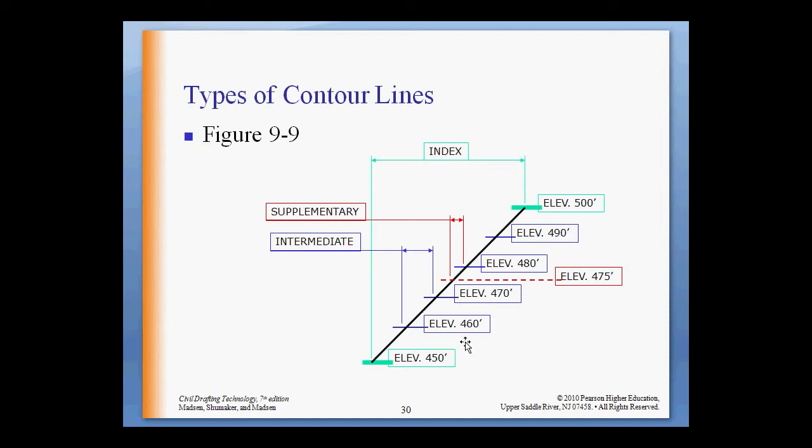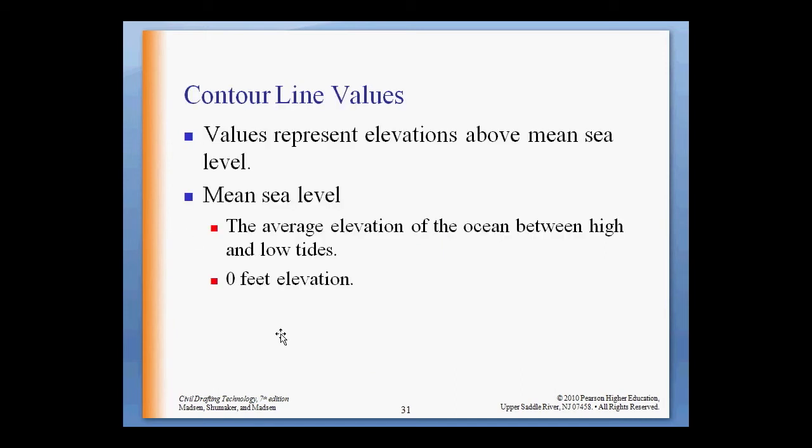So here we start off at 450, then you have one at 460, and they're operating in tens. So it's 10, 20, 30, 40, and then 50. Okay, so it's 450, 460, 470, 480, 490, 500. So this is every 50 feet, with intermediates being every 10 feet. Okay, the contour represents the elevation above mean sea level, and mean sea level average is at 0 elevation.